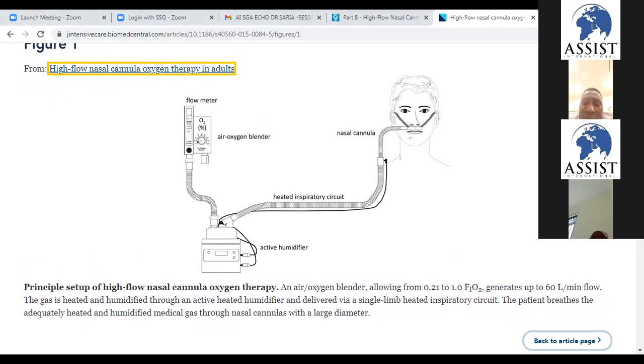We want 50 liters per minute, you want 60 liters per minute, you want 45, whatever. So you will set your flow rate and then you will set your fraction of inspired oxygen concentration.